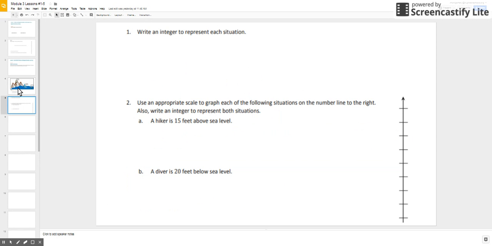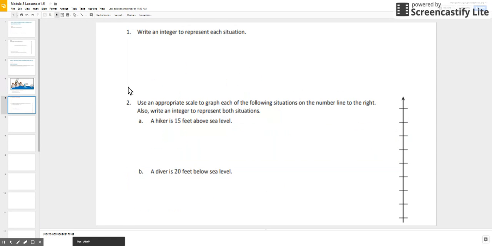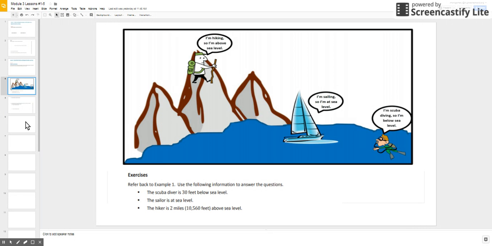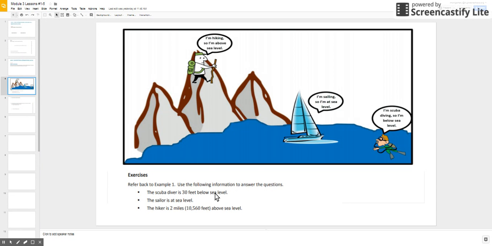So here we go. It says the scuba diver is 30 feet below sea level. On the other page, it says write an integer to represent each situation. So we're actually going to do that right here. We're going to do question 1 right next to this, because I don't know why they separated it. I think it's good to see what the integer looks like.